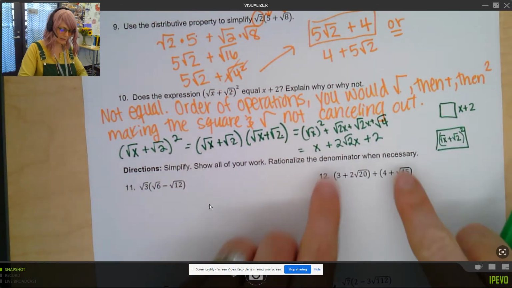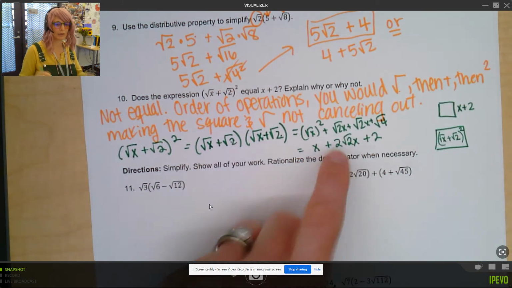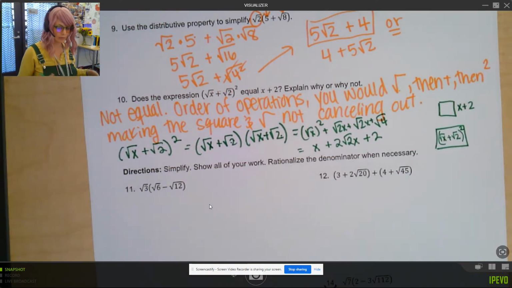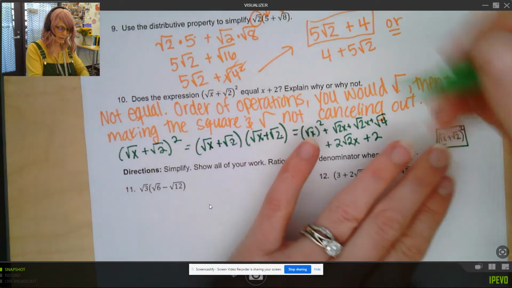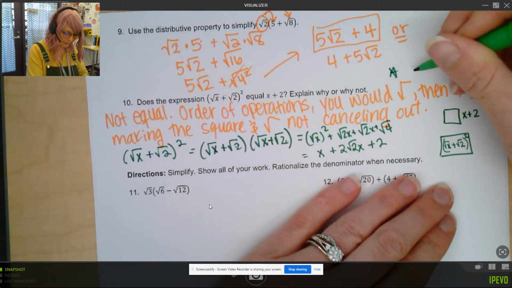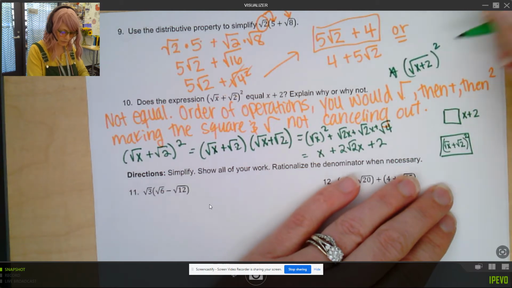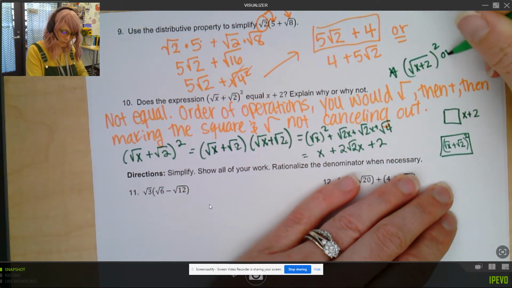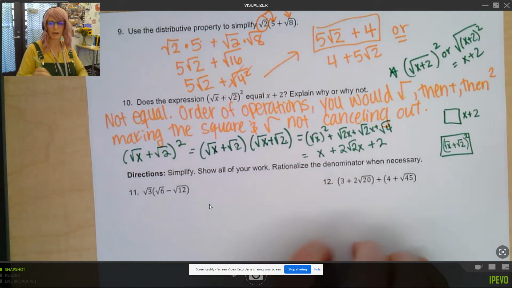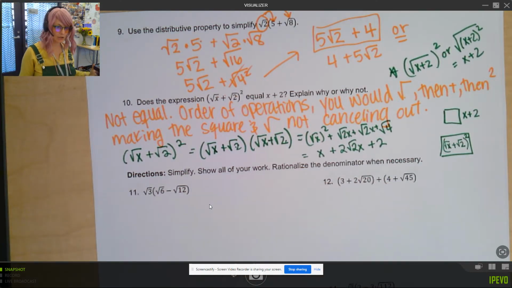Which obviously is not the same as x plus 2. So this again is not equal. However, remember, if you have the square root of x plus 2 all being squared, or the square root of x plus 2 being squared, those are both equal to x plus 2 because of thinking about order of operations.